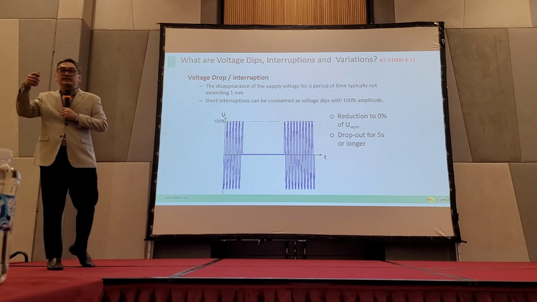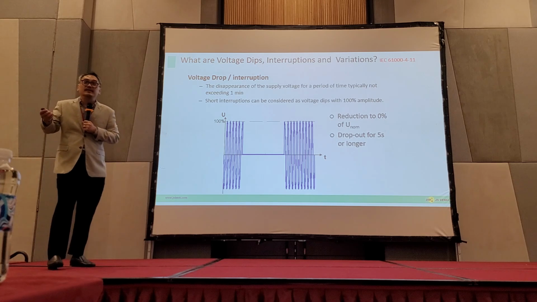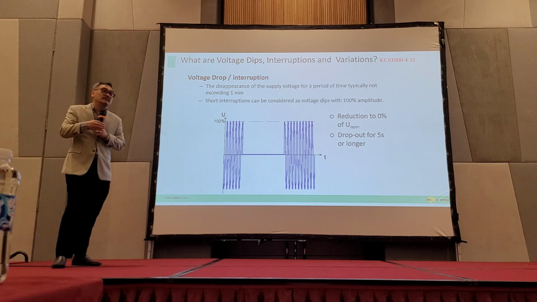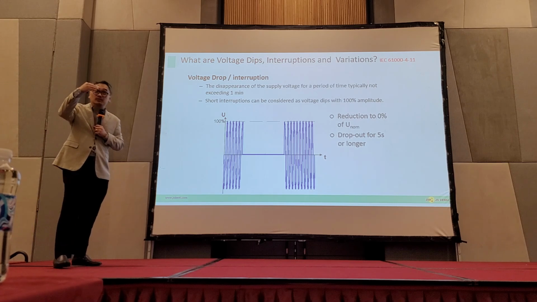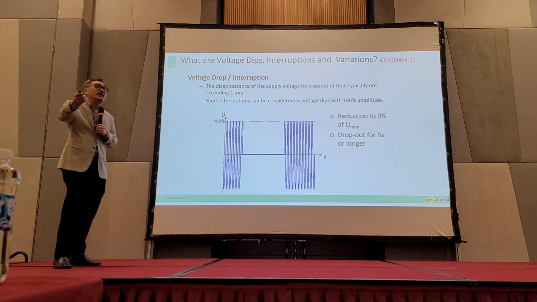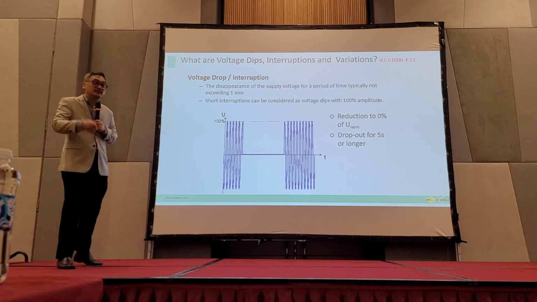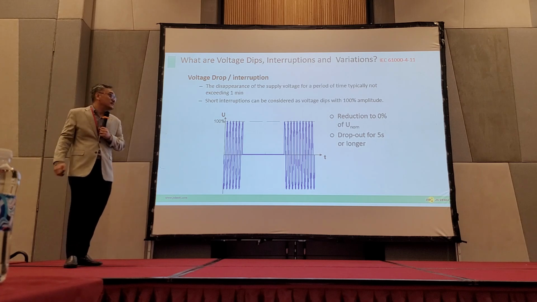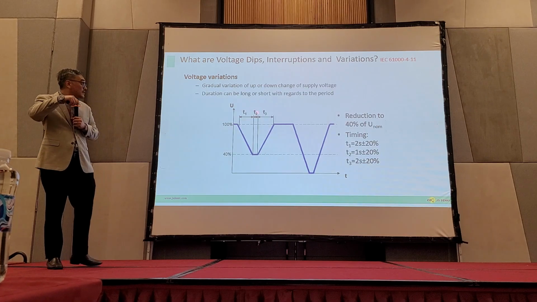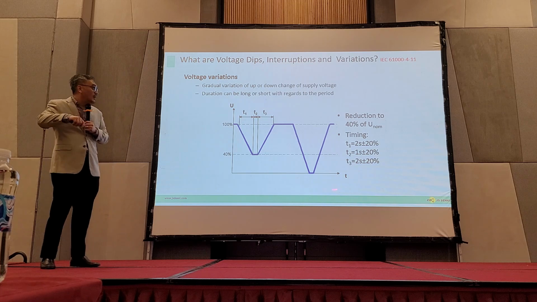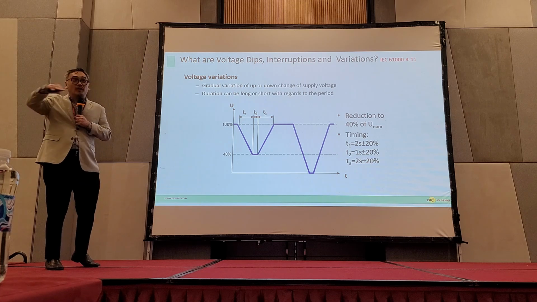So it depends on the product category. For some products, during the short period, it cannot shut down. For a medical device, it has got to still be working. Some products you can shut down; you can manually turn them on, or it auto restarts. So it depends on the product standard. Another one is voltage variation, up and down, for a long period.